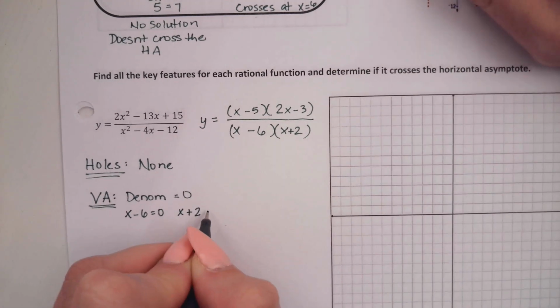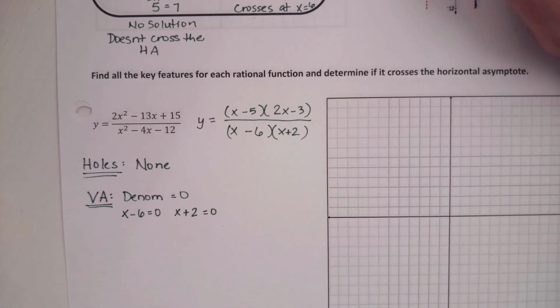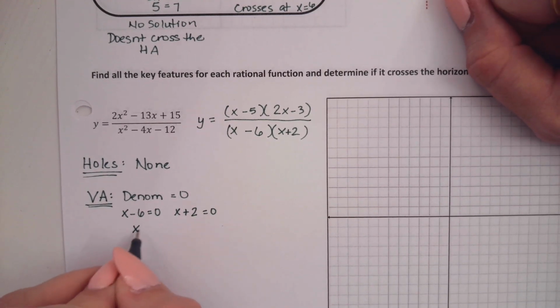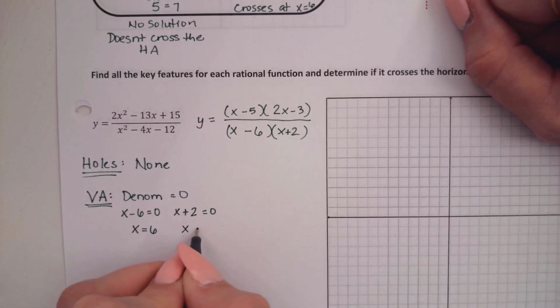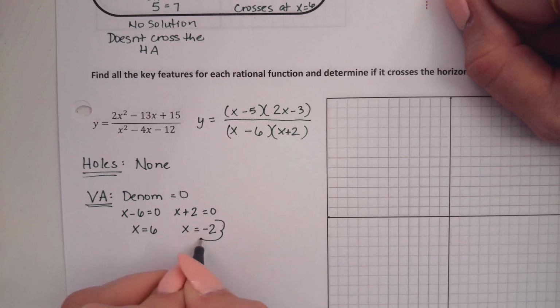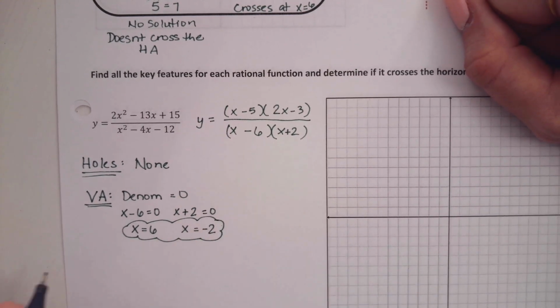One when x minus 6 equals 0, one when x plus 2 equals 0. So the first one is at 6, the other is at -2. That sounds like it's going to be fun to graph.